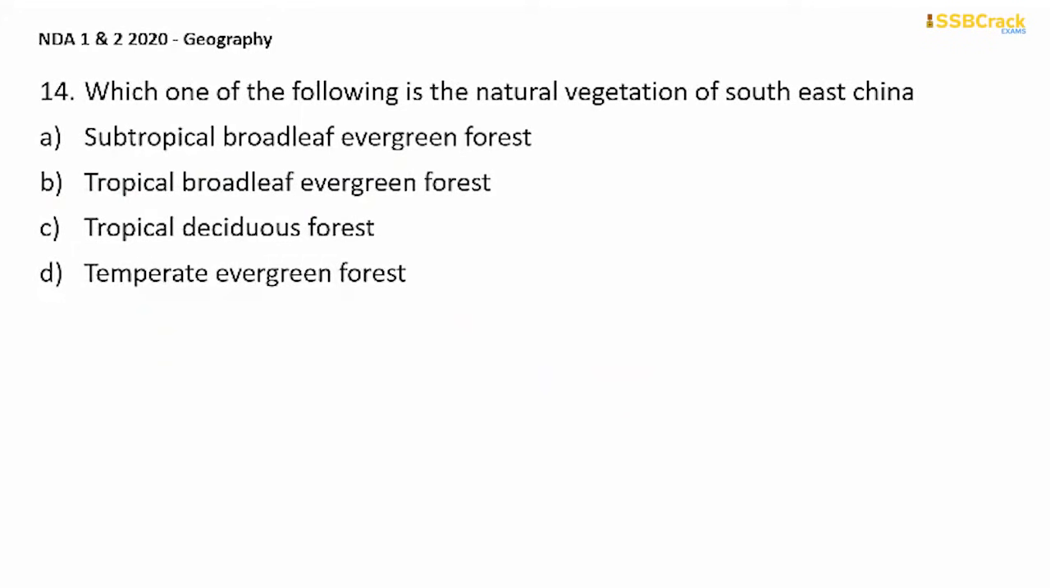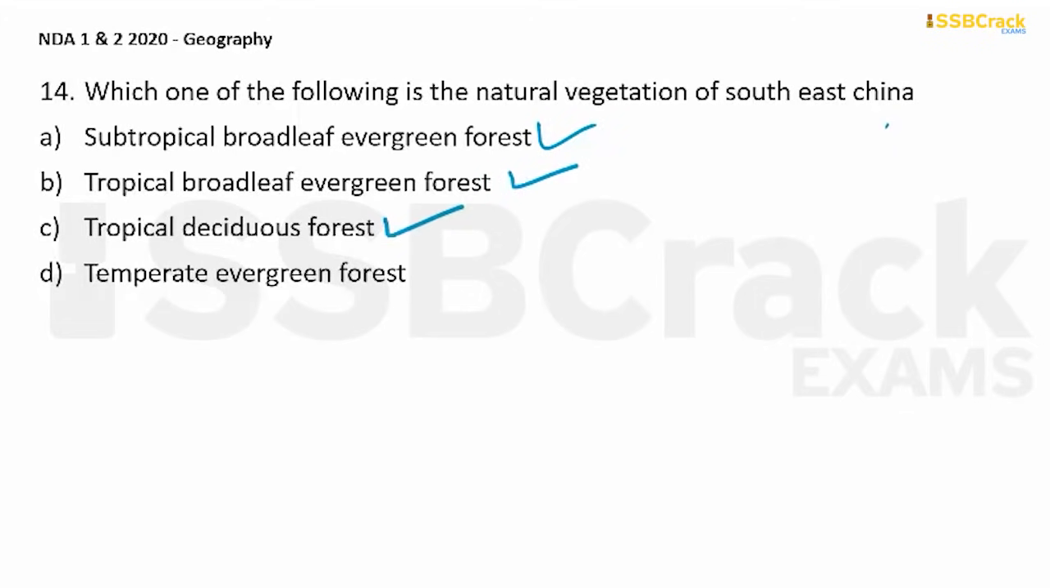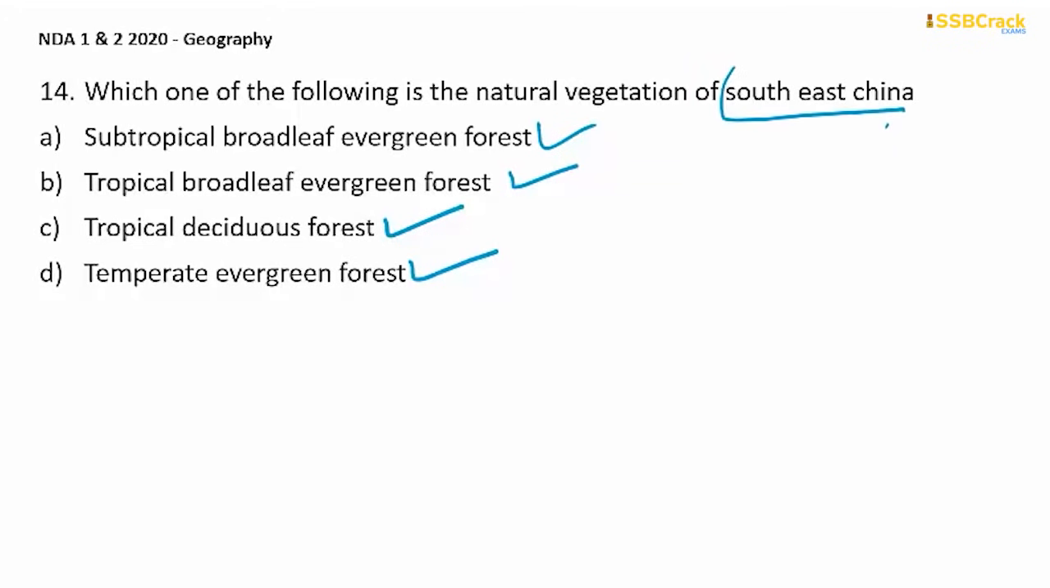Moving on to our next question. Which one of the following is the natural vegetation of Southeast China? Now, you have been given several options: subtropical broadleaf evergreen forest, tropical broadleaf evergreen forest, tropical deciduous forest, or temperate evergreen forest. Now, these are very basic data. And even if you are not aware of the vegetation around the world, you can simply answer these questions by checking the region mentioned in the question, and approximately on what latitude they lie.